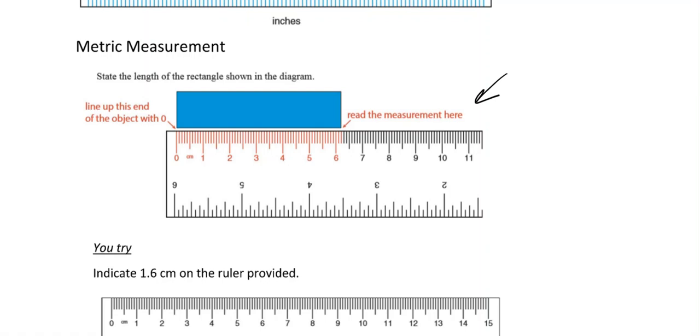So this measurement right here, if we're measuring this blue box, it even shows you in red here. It's 6, and then you've got 1, 2 ticks, right? So what would that be? That would be 6.2, right? If it would have been 3 ticks, it would have been 6.3, 4 ticks, 6.4, right? So again, that's why the metric system is nice and easy.